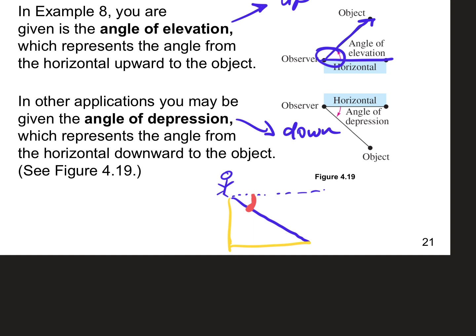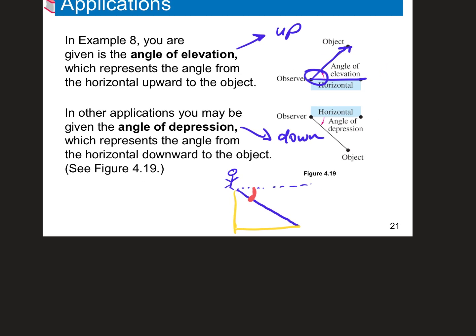The angle of depression can be looked at two different ways. You can say that the angle of depression that they give you is the same as the angle of elevation on the other side, because two parallel lines that are cut by a transversal, alternate interior angles are congruent. Or what is formed right here? A right triangle. So if you're given the angle of depression and you want to know what this inside piece is, you could take 90 minus the angle of depression.